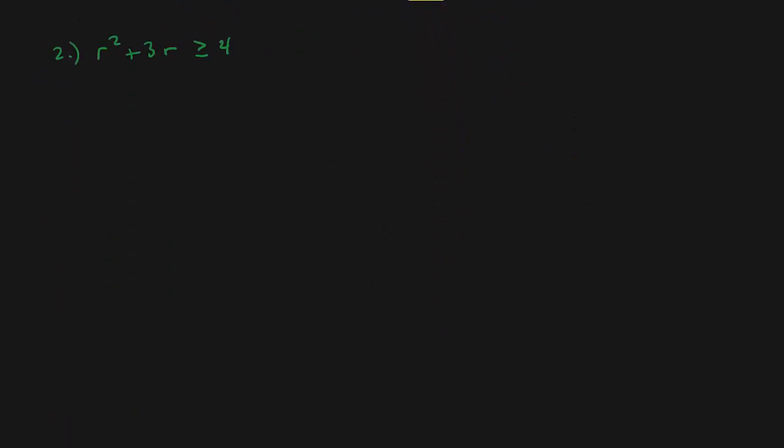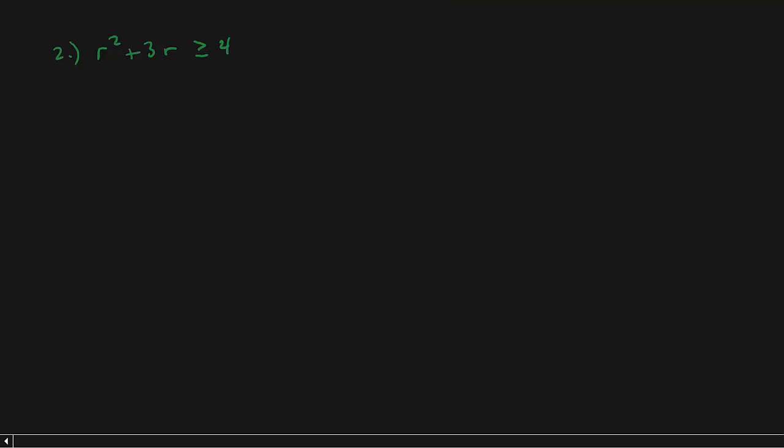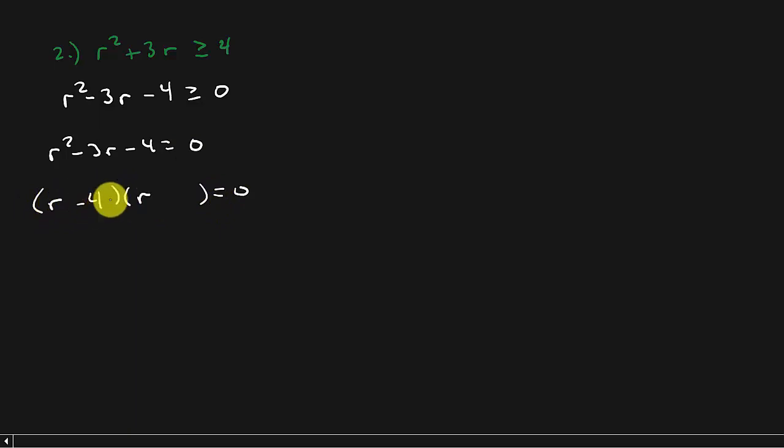All right, let's look at the next one. We've got r squared plus 3r minus 4 is greater than or equal to 0. I went ahead and moved everything over. So let's change this to an equation and solve. If I factor it, that's going to be r minus 1 times r plus 4... r minus 4 equals 0, or r plus 1 equals 0. So r equals 4, or r equals -1.